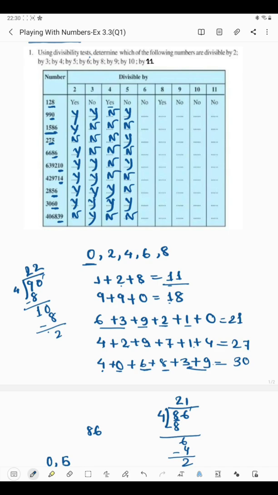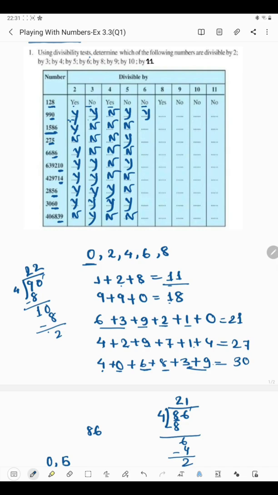So here the last digit is an even number, so obviously this is divisible by 2. And here we can see that it is not divisible by 3, because here is yes and here is no. That means since it is not divisible by 3, it is not divisible by 6. That's why no is given. Okay. Now in the next one, in both the columns I have written yes. That means this 990 is divisible by 2 as well as 3. So we can write it is divisible by 6 also.